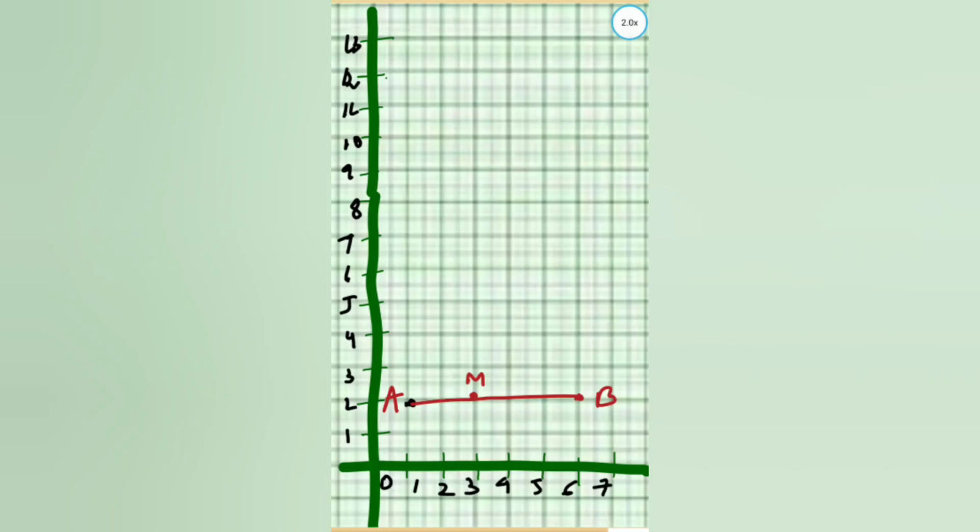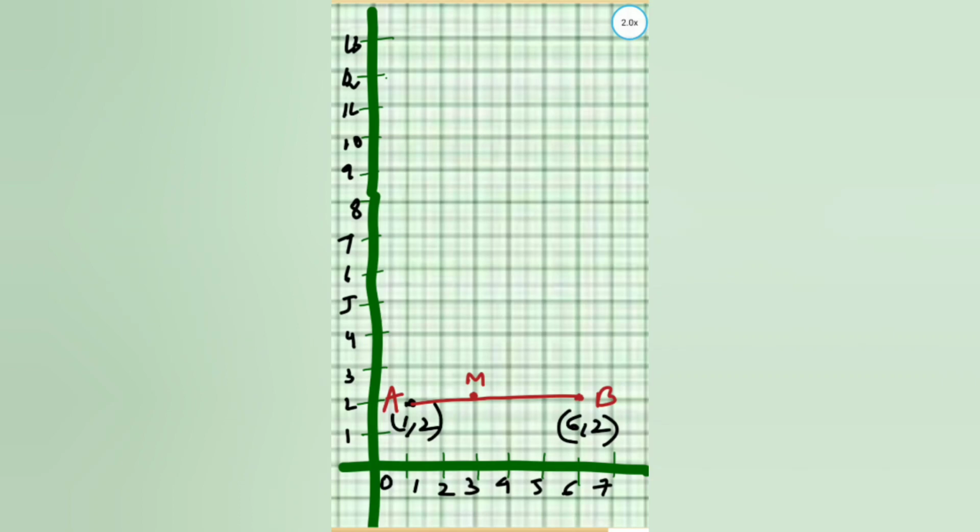Now children, let me take this example. The coordinates of point A are 1 and 2. The coordinates of point B are 6 and 2. Now this example is quite simple because it is horizontal to the x-axis. It can be tilted, inclined. Anyway, I have taken a very simple example.